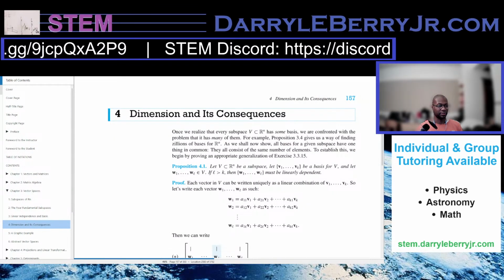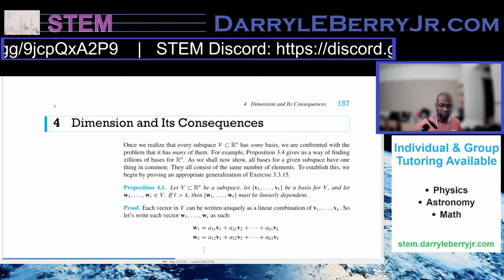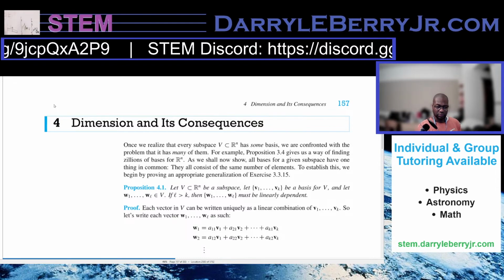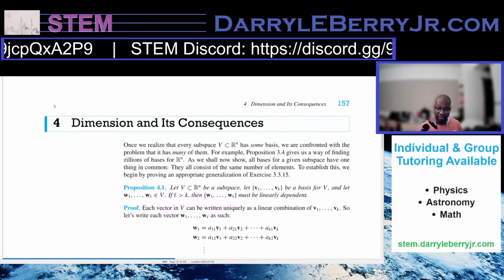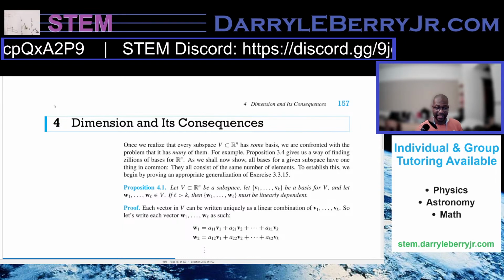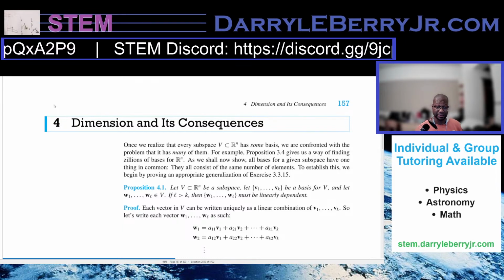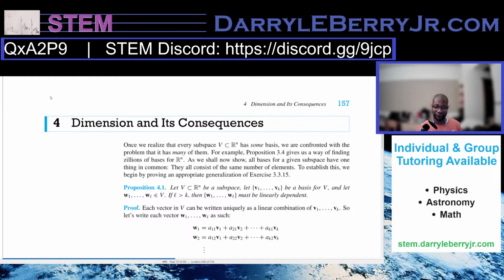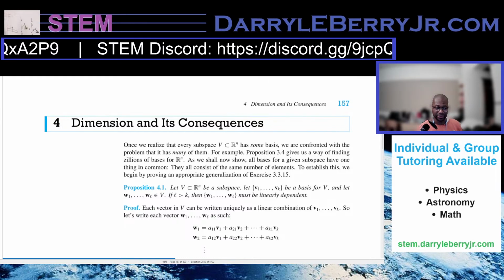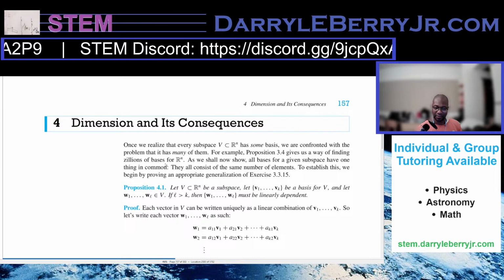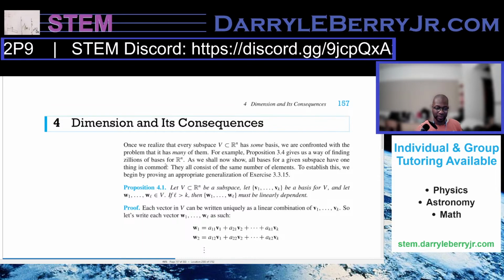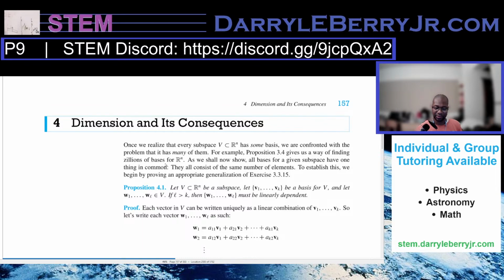So this is the chapter here. It says once we realize that every subspace V in Rn has some bases, we are confronted with the problem that it has many bases. For example, proposition 3.4 gives us a way of finding zillions of bases for Rn. As we shall now see, all bases for a given subspace have one thing in common. They all consist of the same number of elements.